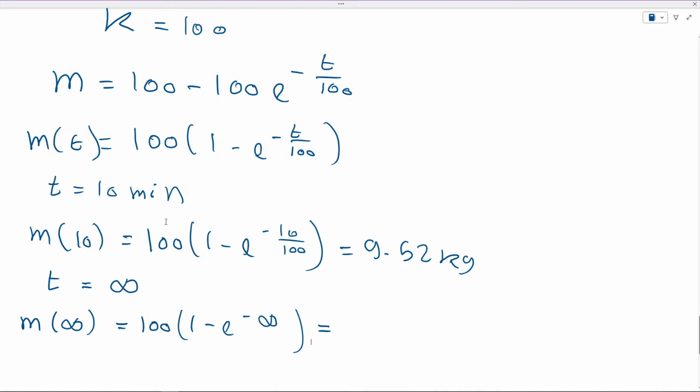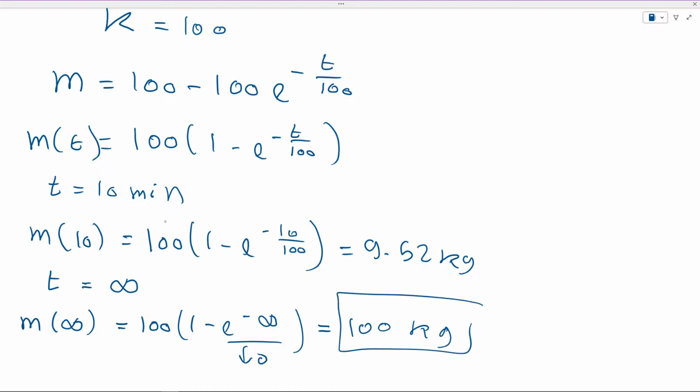So this is 0, so 1 minus 0 is equal to 100 kilogram. So basically, your mass versus time plot should look something like this, starting from 0 here and going up to 100 kilogram.